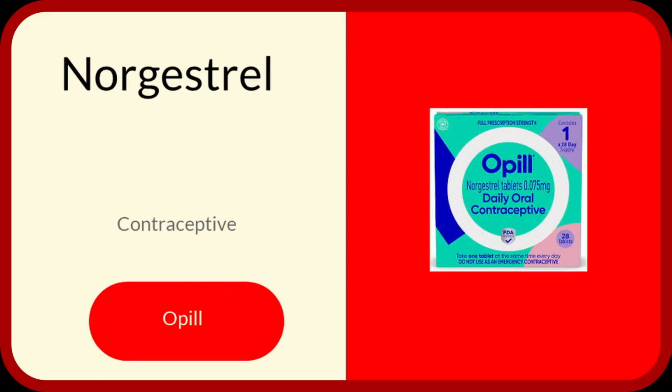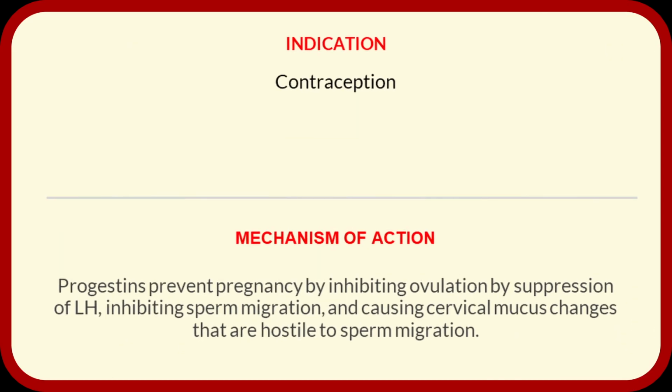Norgestrel, with the brand name Opill, is used for contraception. Progestins prevent pregnancy by inhibiting ovulation by suppression of LH, inhibiting sperm migration, and causing cervical mucus changes that are hostile to sperm migration. Now let's look at dermatology and topical products, starting with acne treatments.